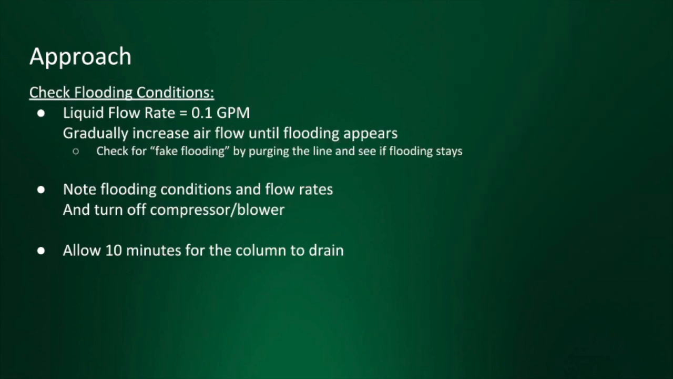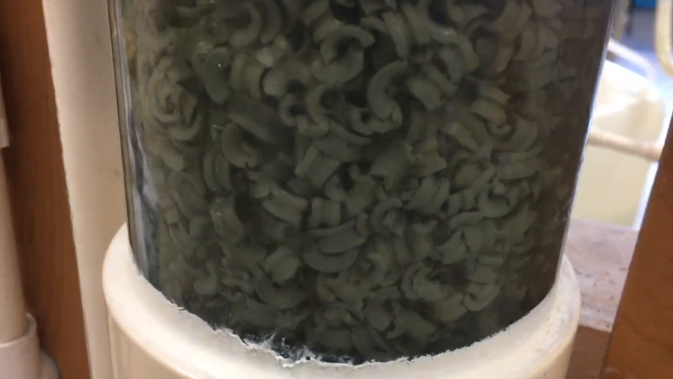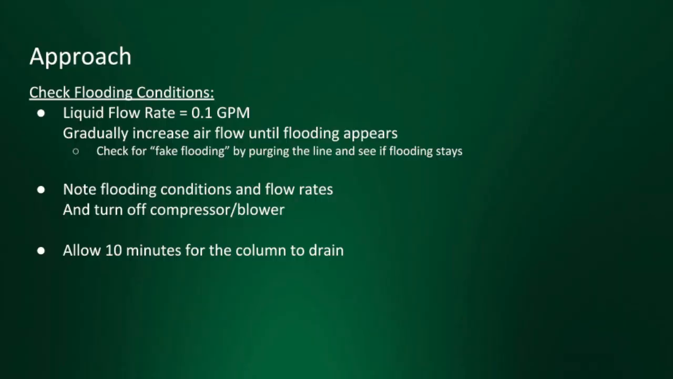After this, you will check for flooding conditions. This will be done by setting the liquid flow rate to 0.1 gallons per minute initially, and then gradually increasing the airflow rate until flooding is reached. You can ensure flooding has been reached by seeing rising liquid and air bubbles at the bottom of the column. You will also notice a different noise pattern. Finally, once true flooding has been reached, you will note the conditions and then turn off the compressor and blower.